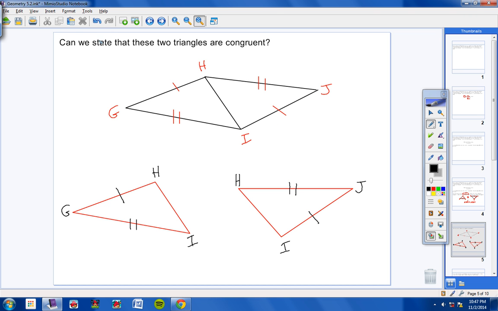Now, here's the question. Can we state for sure that these two triangles are congruent? The answer is yes. Wow, Mr. Earhart. Look, guys, this side here is shared by both triangles. HI is shared by both triangles, so I know for sure that this length right here has to be the same as this length here. It has to be. It's the same segment. So I can put 3 marks here and 3 marks here. Now look what I have. I have 3 sides of one triangle congruent to 3 sides of another triangle.